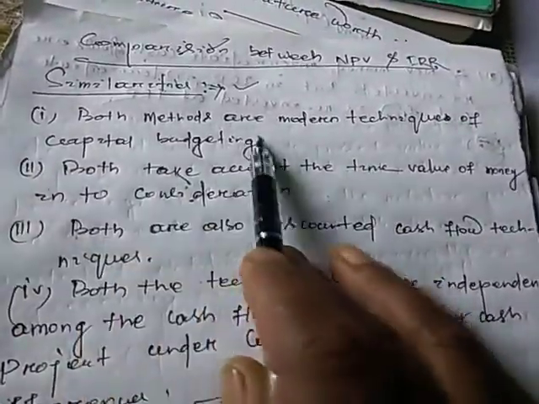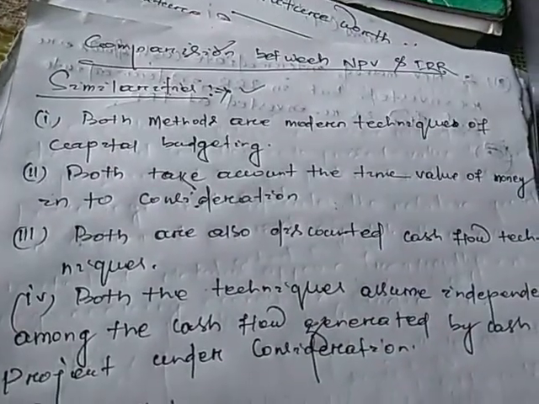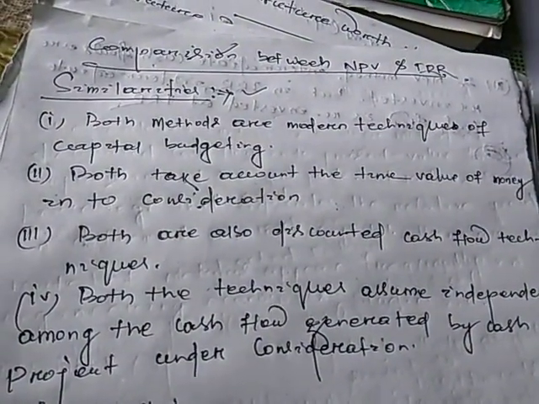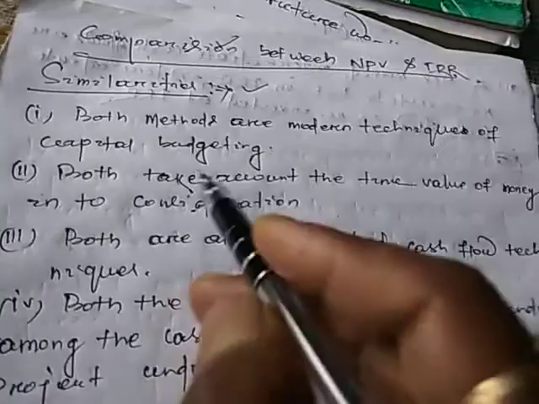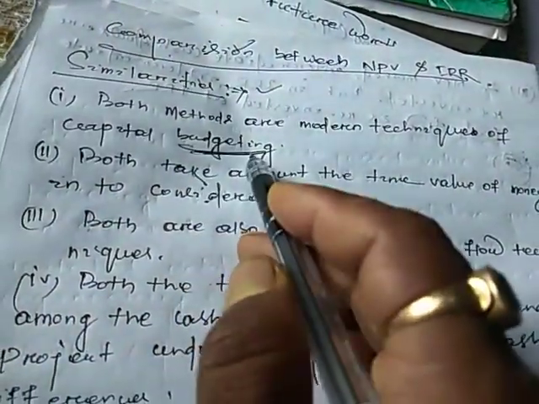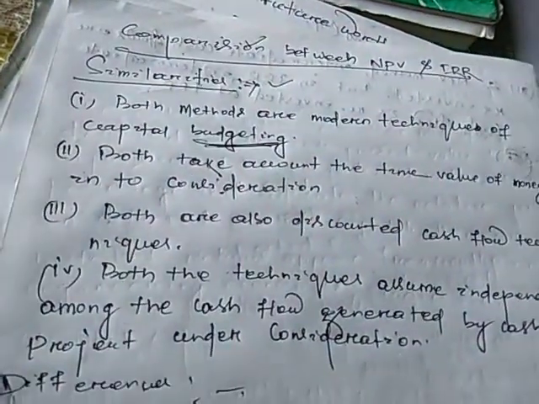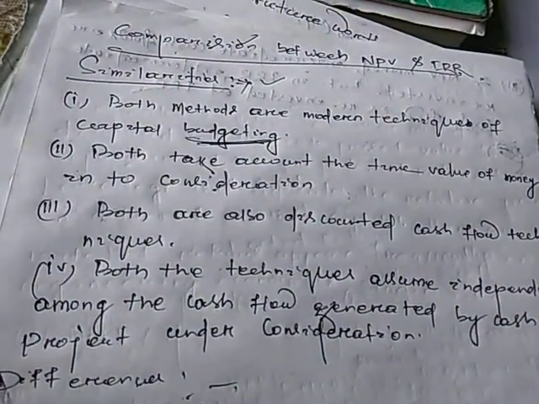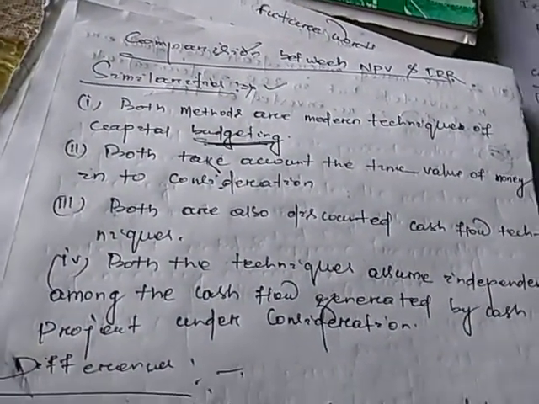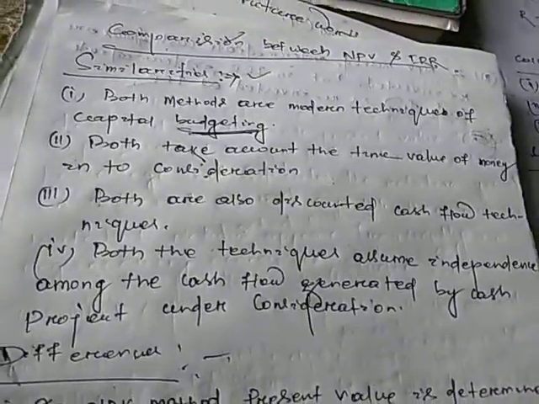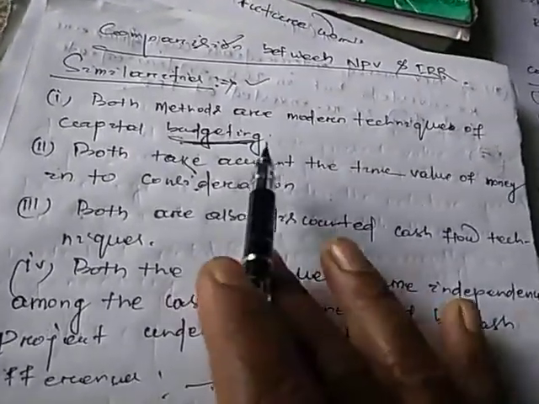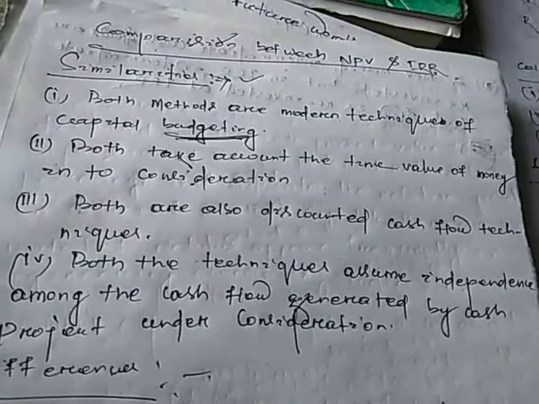The first one, both methods are modern techniques of capital budgeting, right? Budgeting in the sense of what? Future forecast. Suppose in our country, what should be the expenditure of the next year, so we make the budget in the parliament also, in the state also, like that. So both methods are modern techniques of capital budgeting.